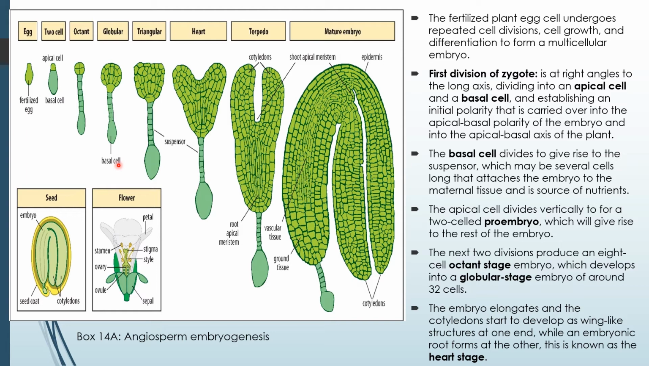Okay, so the embryo elongates and the cotyledons start to develop as wing-like structures at one end, while an embryonic root forms at the other side. This is known as the heart stage.